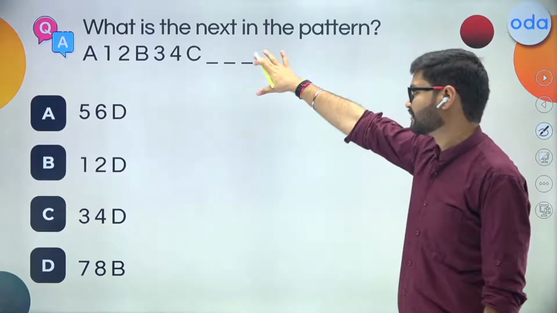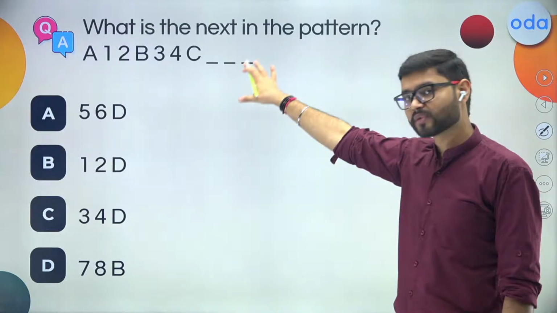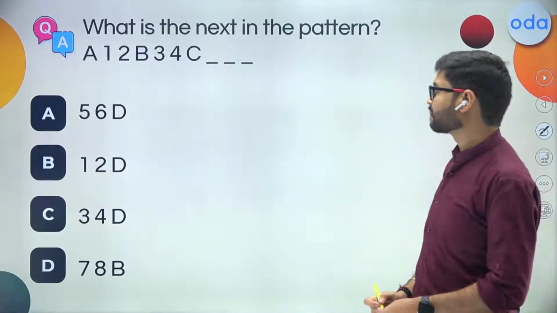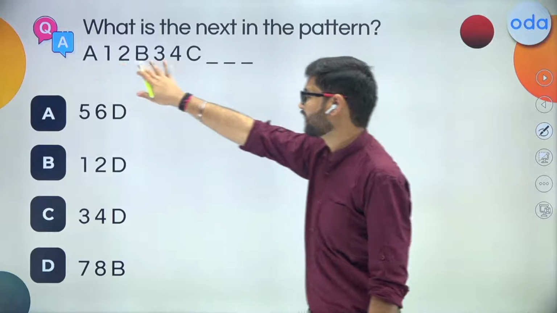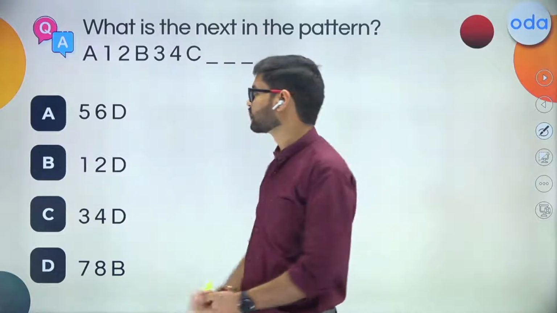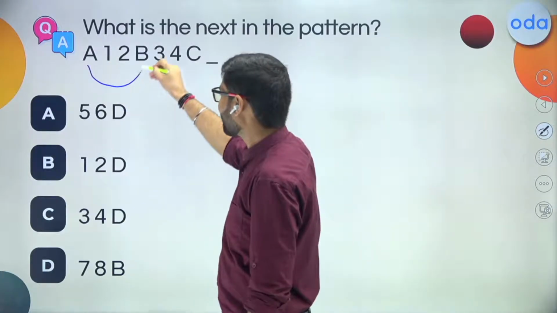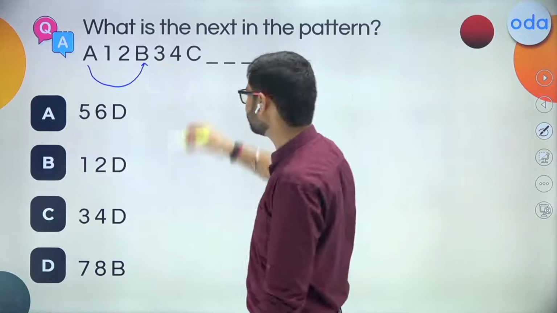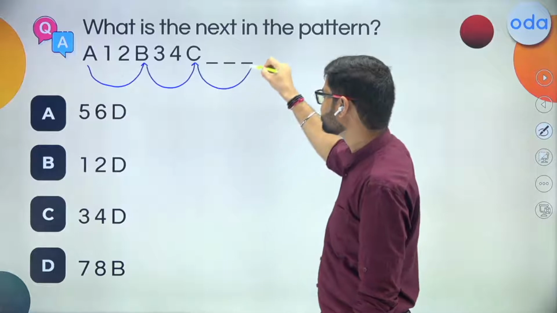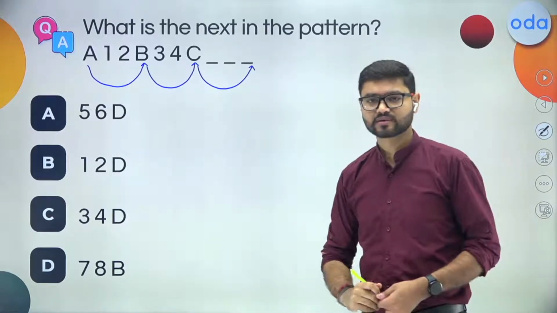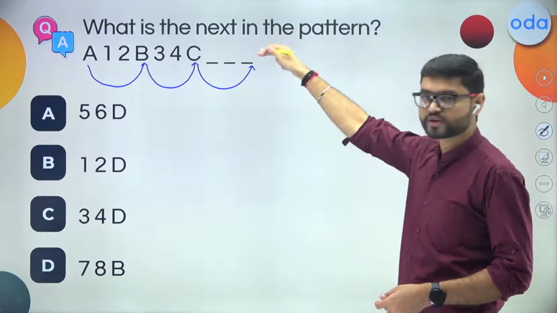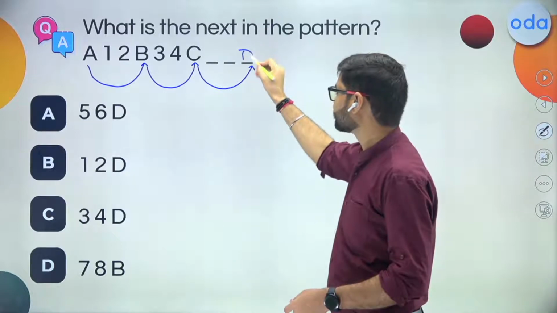So what kind of pattern is this? Is this a number pattern? No, we have alphabets, we have numbers. This is an alphanumeric pattern. In the alphanumeric pattern, we have alphabets as well as numbers. Let's see how the pattern is growing. So we have A, after two digits we have B, after two digits we have C, after two digits, what will come? The next one will be D.